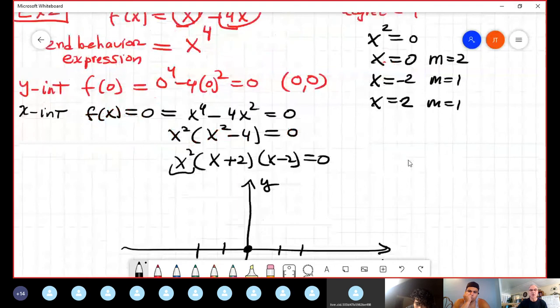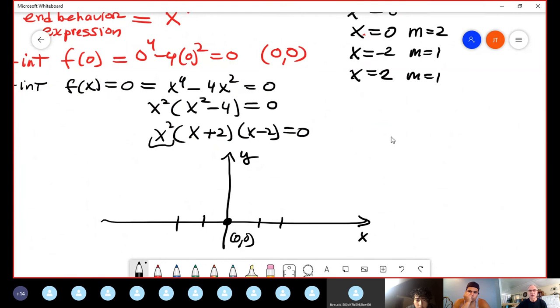Well, the end behavior. What is the end behavior? The end behavior of the monomial expression was x to the fourth power, no? And this x to the fourth power looks like that. So it's right up, left up, because the point is one point here, one point here.